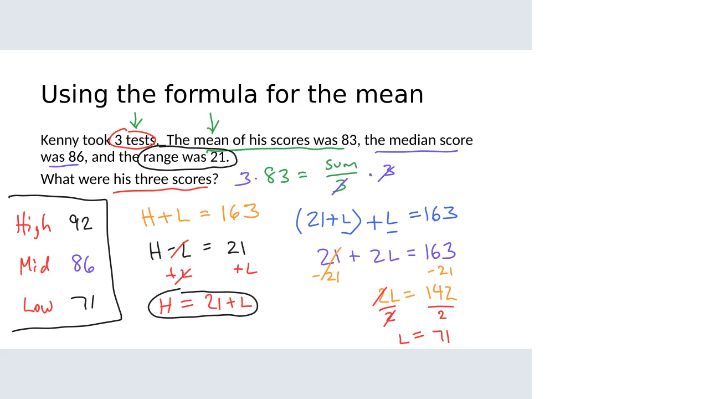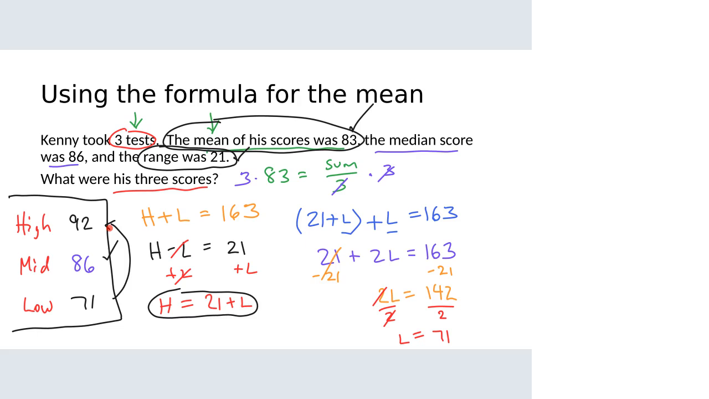A really nice thing about a question like this one is it's easy to check, right? The mean of his scores was 83. Well, let's see. 92 plus 86 plus 71, divide by 3. Sure enough, mean was 83. The median was 86. Yep, got that. And the range was 21. Is this 21 bigger than that? It sure is. I've met all the conditions of the problem, so I know it has to be correct.